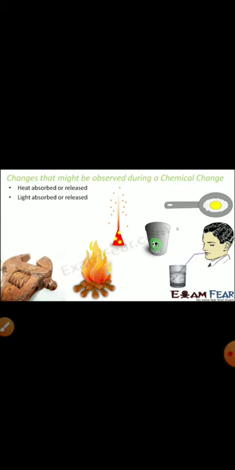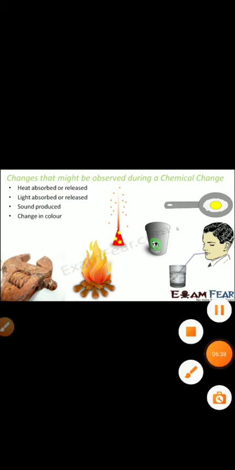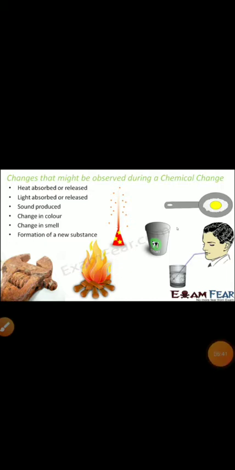The next one, light absorbed or released. Light is also absorbed or released. And sound is produced in chemical changes. And there is a change in color also. And a change in smell also, and formation of a new substance. So these are all the changes during a chemical reaction. Clear, children? Yes.